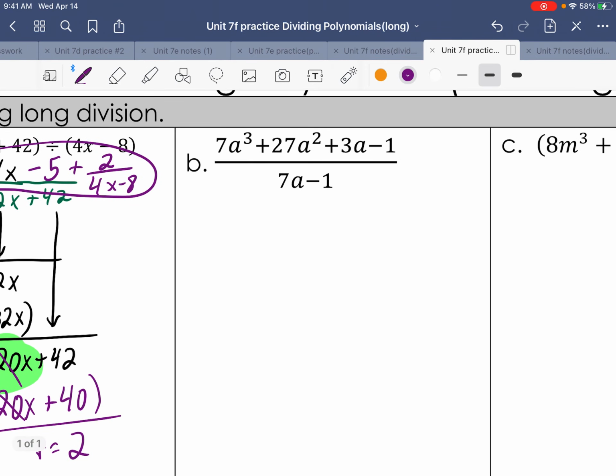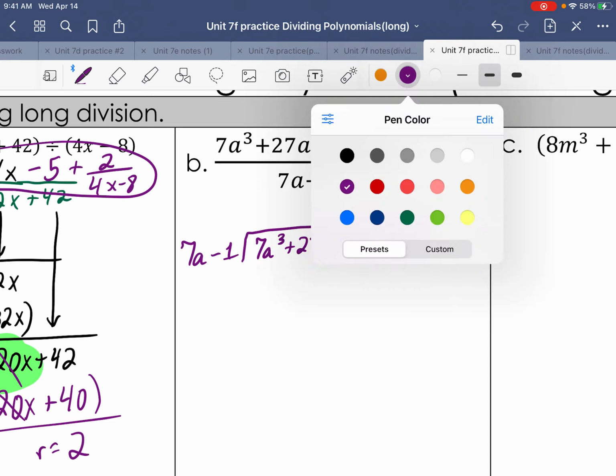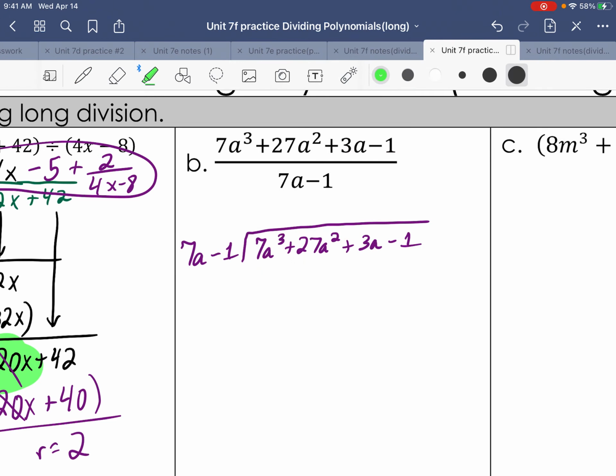Second problem. Looking at our exponents, 3, 2, 1, 0. They all go down. Didn't skip any terms. Awesome. So let's write this out. 7a to the third plus 27a squared plus 3a minus 1. And we have 7a minus 1 on the outside, what you're dividing by. Let's look at it. Start it out. First term divided by first term. So 7a to the third divided by 7a.